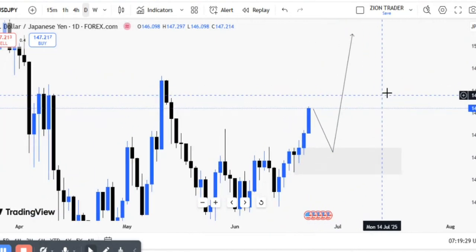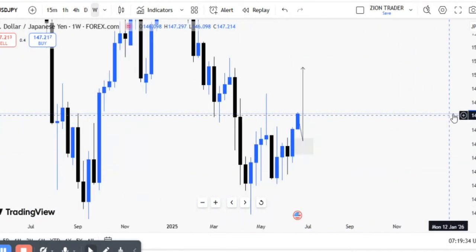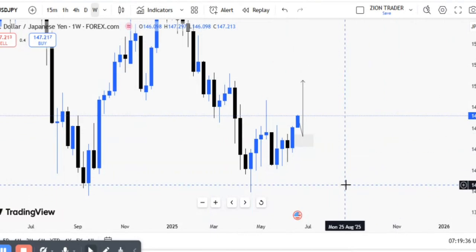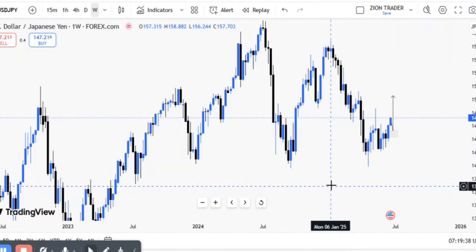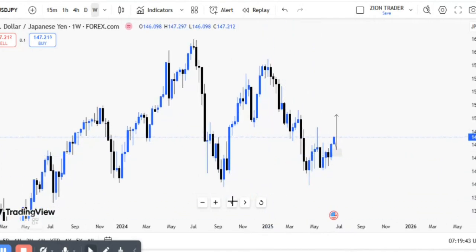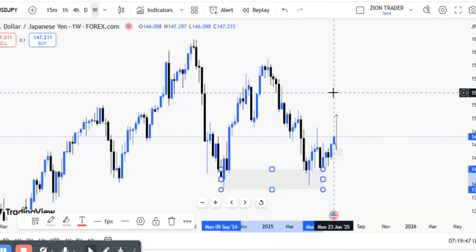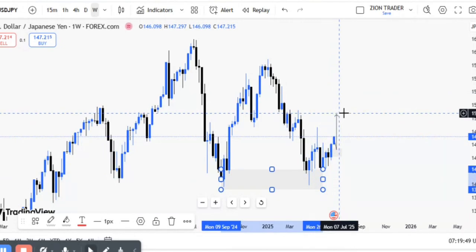Currently, we are going to be bullish for a very long time on USDJPY, because the yen itself is very weak. If you look at the weekly time frame, you can see that our price came to this order block right here, and from this order block it is showing signs of bullish movement. So we are going to be bullish for a very long time, guys.